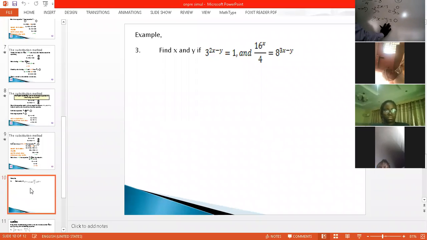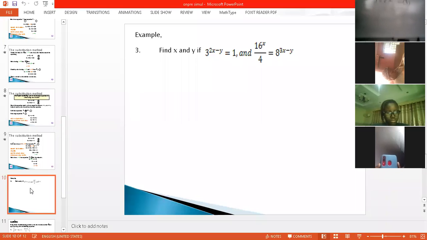From there, you can make your y subject of the formula. And once you do that, you will have y equals to 2x. Let's call that equation 3. So bear it in mind that you have y equals to 2x, and that is equation 3. Okay. Now, let us consider equation 2.